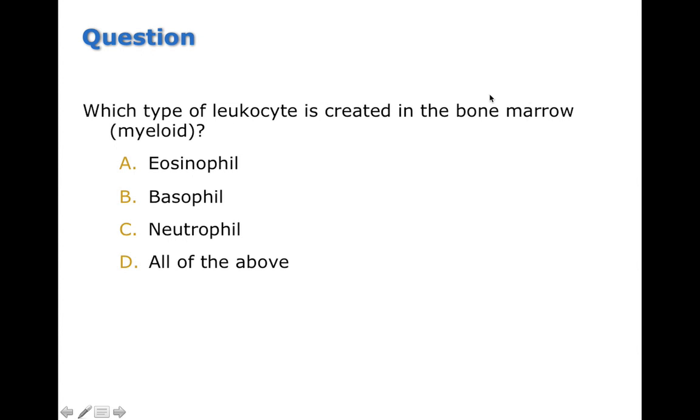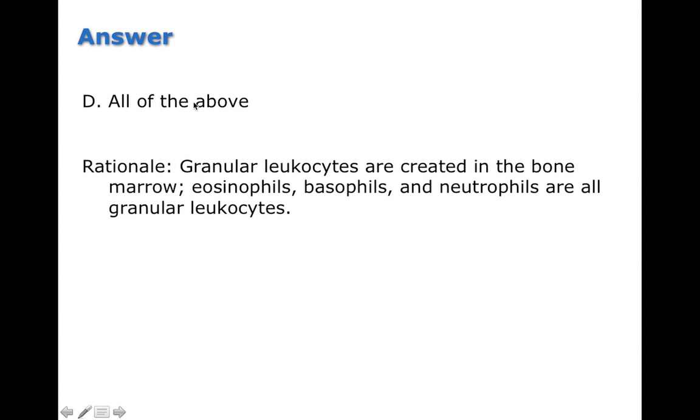So which type of leukocyte is created in the bone marrow, or myeloid? Is it eosinophils, basophils, neutrophils, or all of the above? It ends up being all of the above. So we find that the granular leukocytes are created in bone marrow, and eosinophils, basophils, neutrophils, they're all granular leukocytes. And so that makes sense.